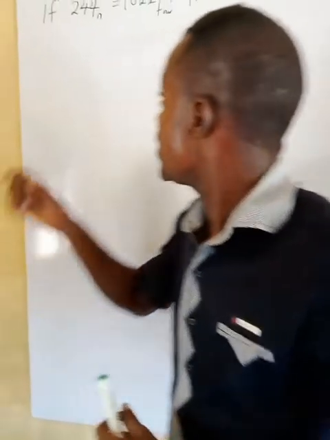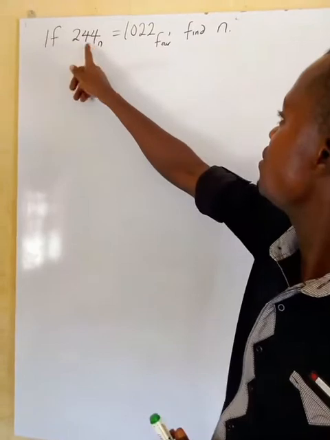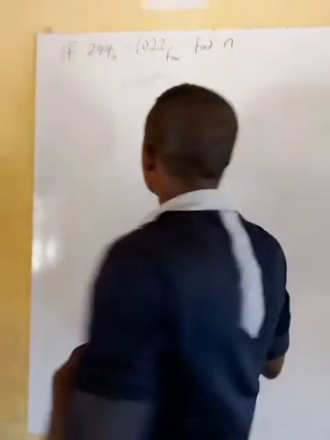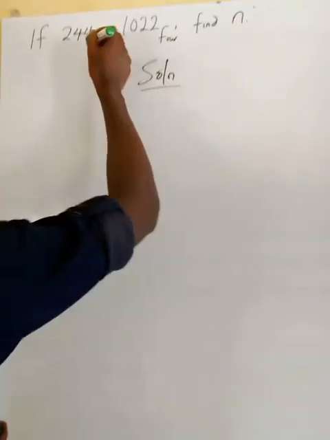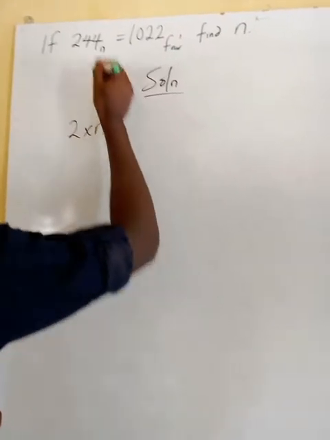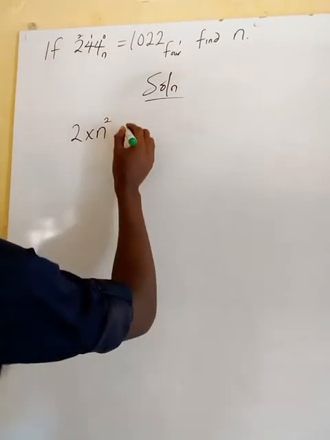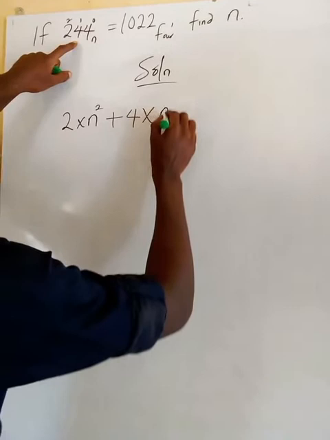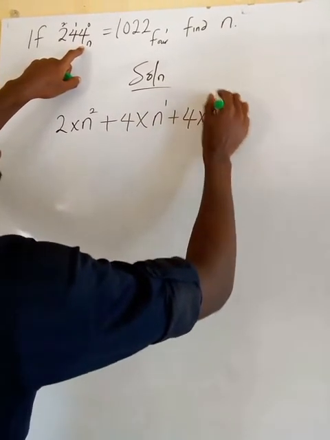In today's class, we are asked to find n in this equation, 244 in base n. So to solve this problem, we know that this is 2 times n raised to the power of, remember this is 0, 1, 2, so this is raised to power 2. Then this is plus 4 times n raised to power 1 plus 4 times n raised to power 0.